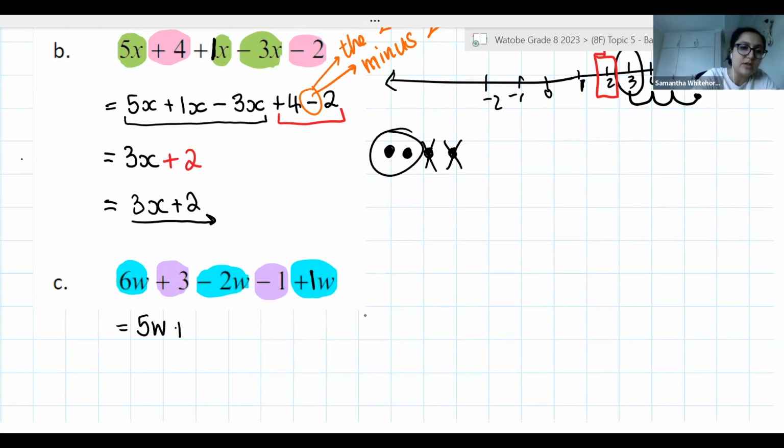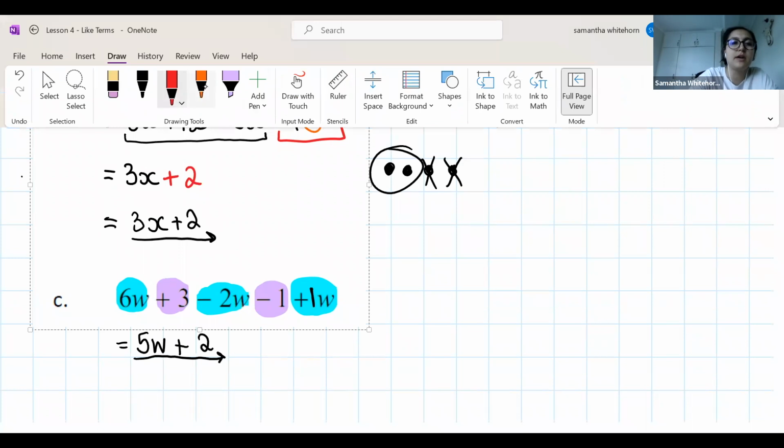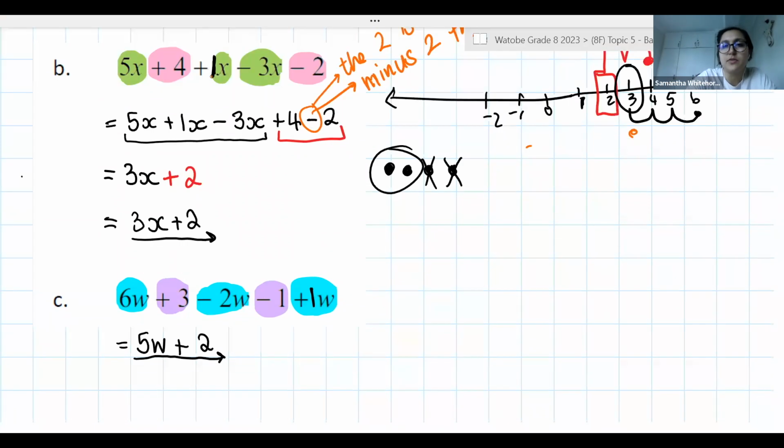Perfect. So guys, exactly as was explained there, 6W minus 2W is 4W, plus another W takes us back up to 5W. And then we've got positive 3 minus 1. So if we're on our number line again, I'm just going to scroll up here. We're at positive 3, we subtract 1, so I'm left with a positive 2.